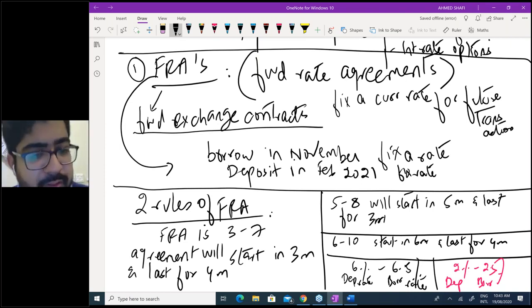There are two rules of FRA. 3-7 starts in 3 months and lasts for the gap, 4 months, and two rates are given. Lower is the deposit, higher is the borrowing. I can take any questions here.